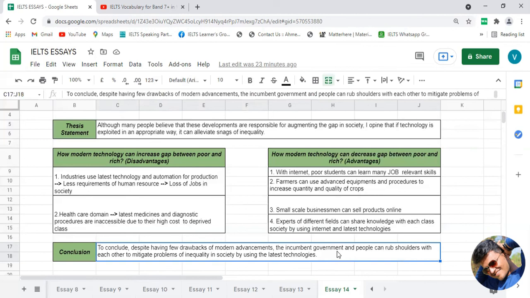These are all the explanation of all the points supporting the given topic.